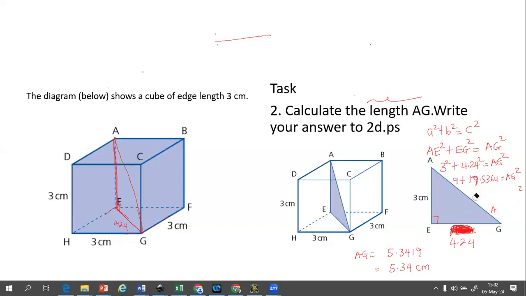Okay. So you end up with 5 point what? Okay, so this becomes 26.9776. And when you take the square root, you get 5.19. Yes, so 5.19 centimeters is very correct. Okay, so we can continue to another part.